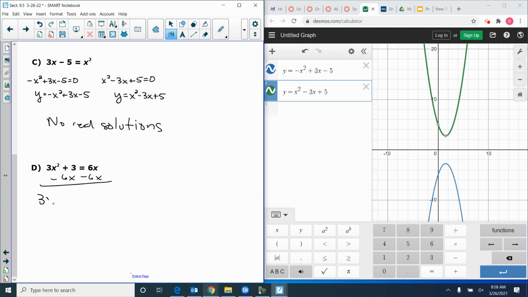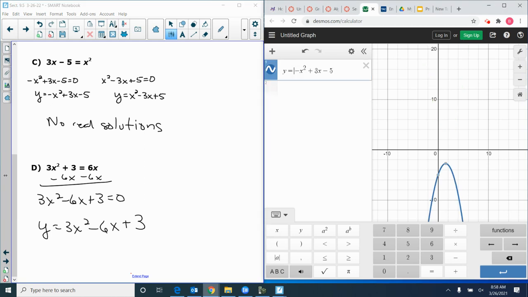So it should be 3x squared minus 6x plus 3 equals 0. And once we get it like that, we're just going to graph it as 3x squared minus 6x plus 3. So I'm going to go over here. I'm going to get rid of that second one. And let's see here. Go back one. 3x squared minus 6x.